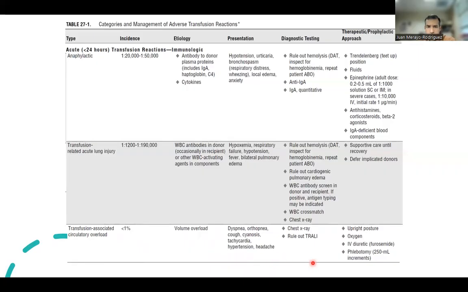Headache. For diagnostic, you can use the chest X-rays. You will see the pulmonary edema, and always rule out TRALI. For therapeutic, keep the upright posture, oxygen, IV diuretics, and phlebotomy may be indicated in some cases to decrease the volume overload.